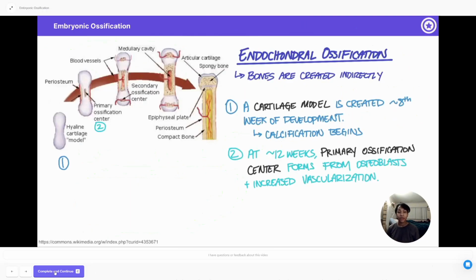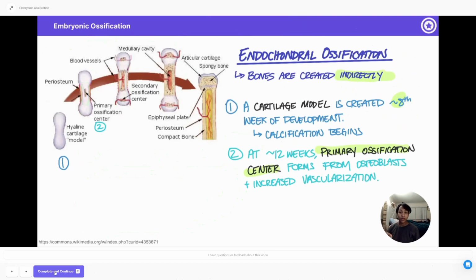On the other hand, we have endochondral ossification, and this type of bone formation tends to happen in long bones. So in this case, the bones are created indirectly, meaning that we kind of start with a template and then we get the ossification happening later on. So while an embryo is developing within the mother's stomach, we first get a model of the bones made out of cartilage. And this happens within the 8th week of development, so it actually happens pretty early on. Now, after around 12 weeks in development, we start to get the primary ossification center, and that's represented by this little dot on the inside there.